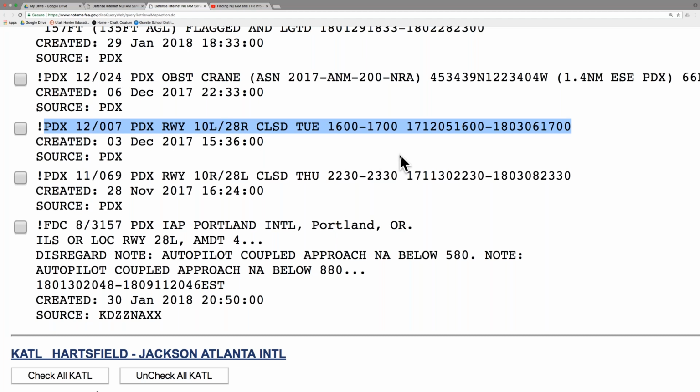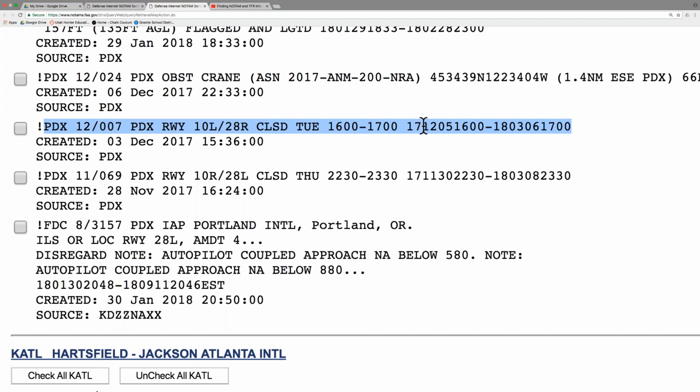February 7th NOTAM, Portland, runway 10 left and 28 right are closed Tuesday, 1600 to 1700. Beginning on the 5th of December 2017 at 1600 Zulu, and that extends to the 6th of March 2018 at 1700 Zulu. Perfect. So yeah, December NOTAM, right?